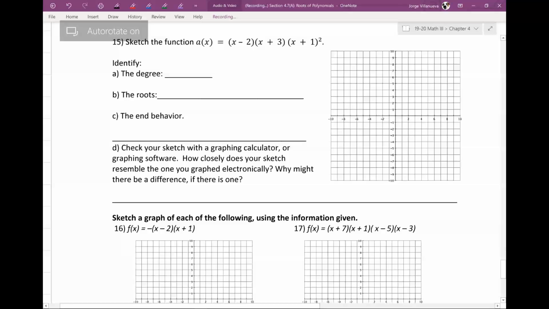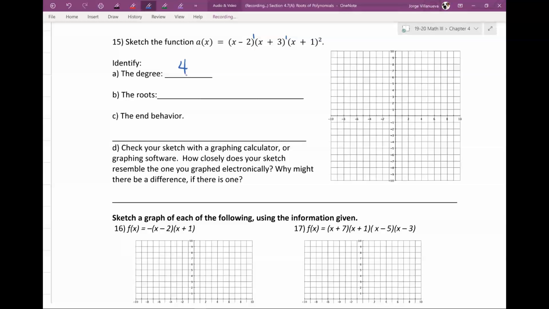It says, sketch the function. Now, I don't know about you guys, but I don't know what this function looks like. But I have enough clues. So let's see. What's the degree? Can anybody tell me the degree for that function up there? It's 4, because 1 here, 1 there, and 2 on the other one. So 2 plus 1 plus 1 is 4. So that was the degree 4.